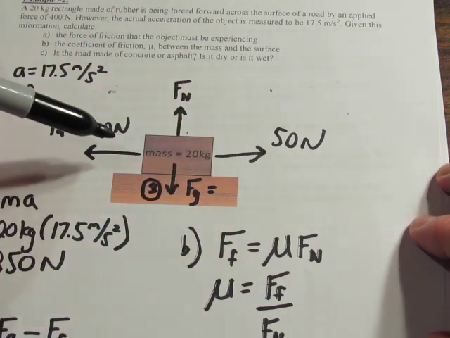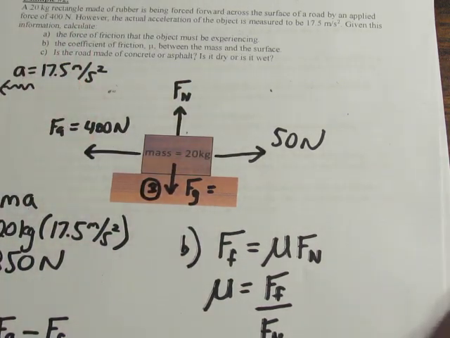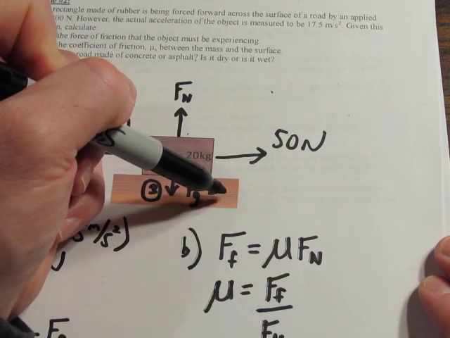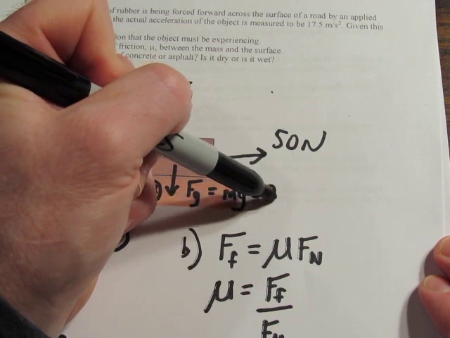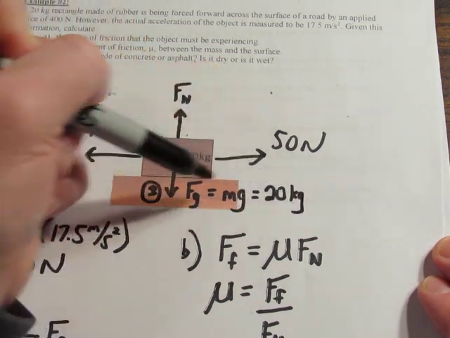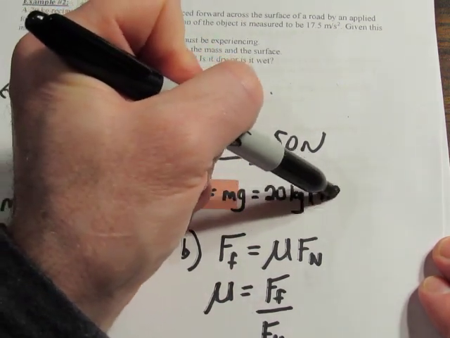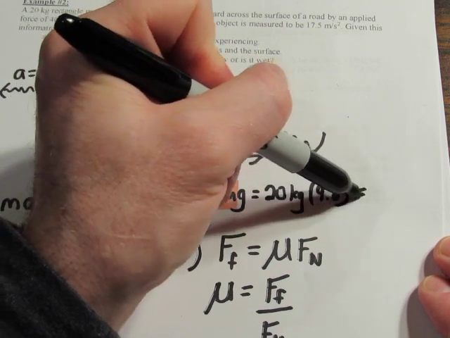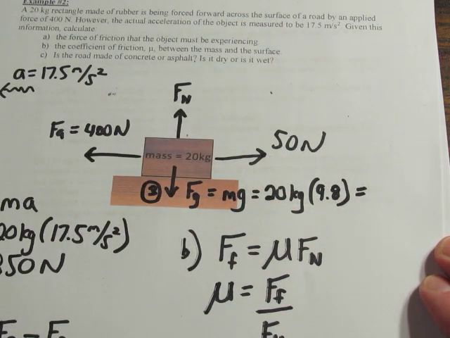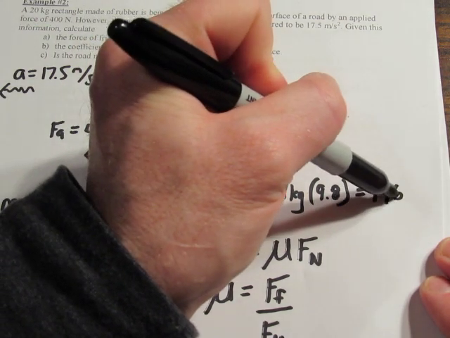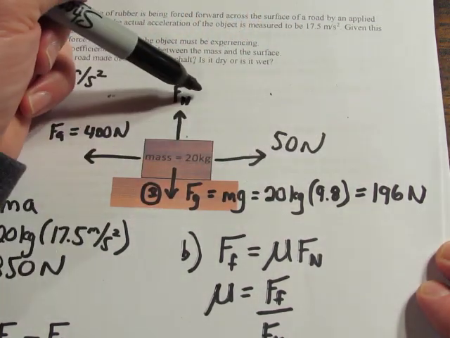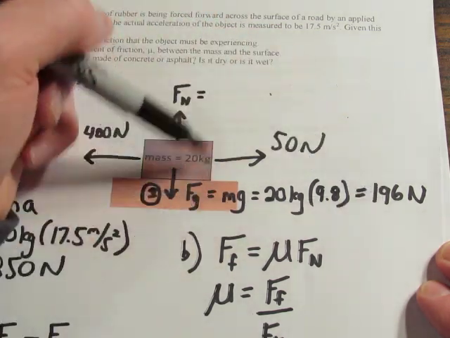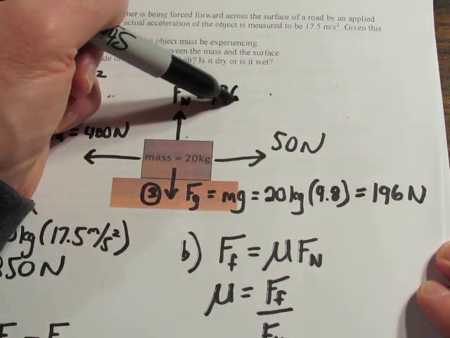I've not left myself very much room here, partly because I'm writing with this big fat black marker. Force of gravity is mg. The mass in this question is 20. g is 9.8. I'm running out of room, so I'm not going to write the units on that. Multiply those together, and the force of gravity is 196 newtons. So there is no formula for normal force, but you need to transfer that value and say the normal force is 196 as well.